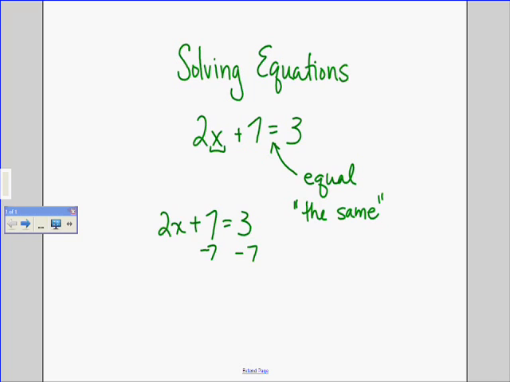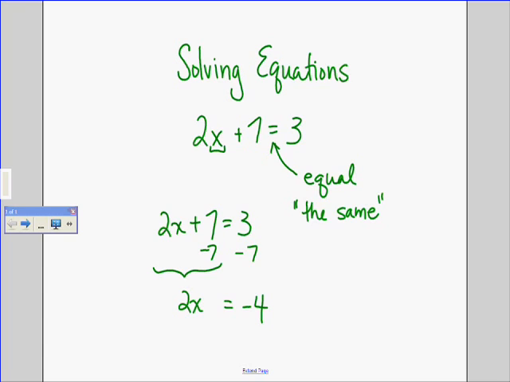If I subtract 7 from this side of the equation, I'm left with 2x, because positive 7 minus 7 equals 0. On the other side of the equal sign, where I've done the same thing, because equals means the same, I have 3 minus 7, which leaves me with negative 4.